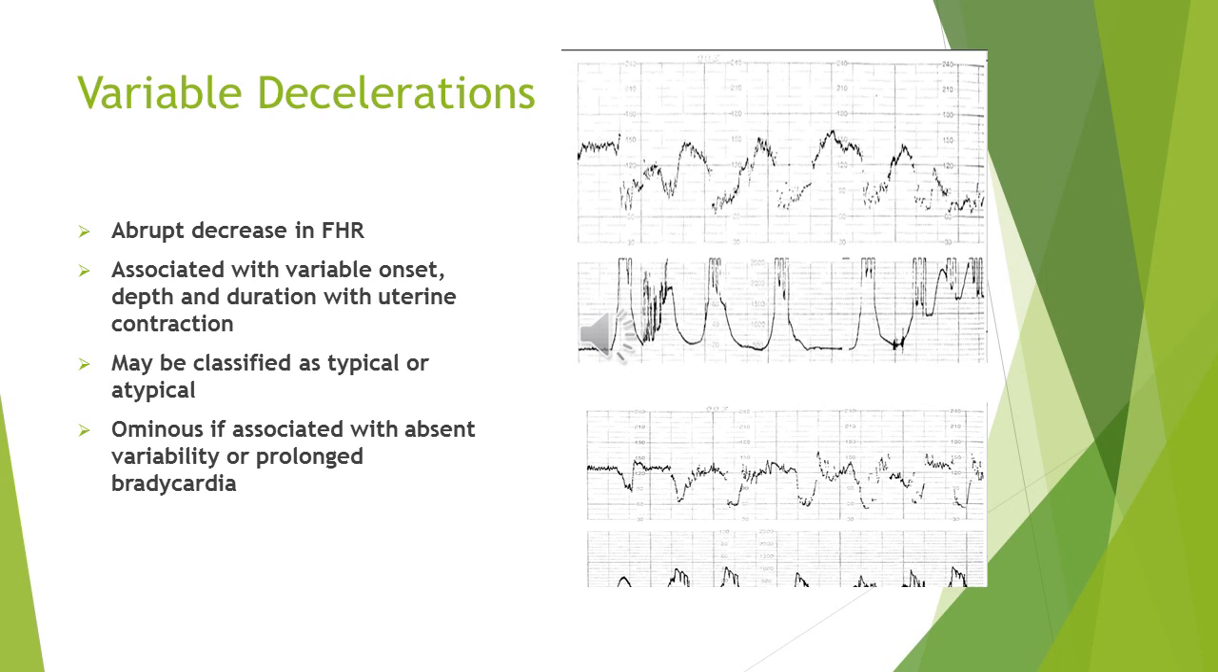Variable decelerations are an abrupt decrease in fetal heart rate, which we call the V-shape, in which there is a rapid drop and rapid return. They have no fixed relation to the contraction, and are due to cord compression. These variables actually have different classifications. They can be classified as typical or atypical, or as variable without concerning features and variable with concerning features, as in the recent NICE classification. And they start to be concerning if there is an absent variability or a prolonged bradycardia, as we will see later.